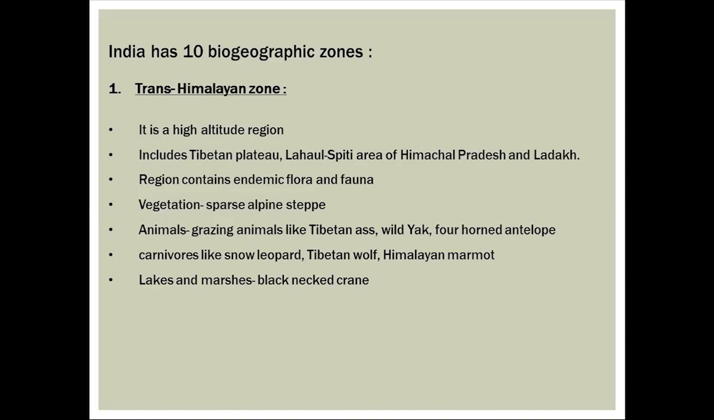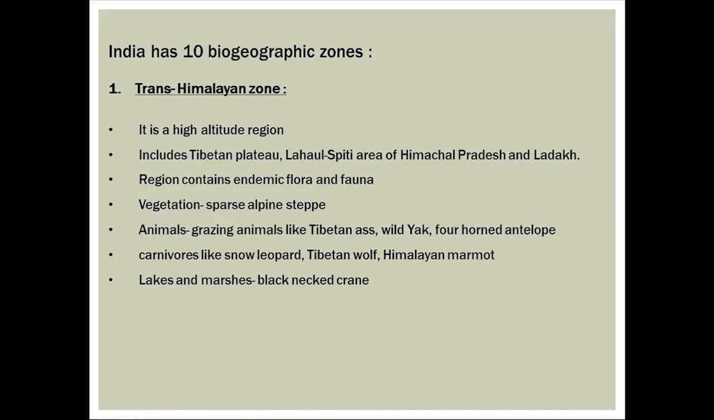The animals present in the Trans-Himalayan zone are the Tibetan ass, also known as Kiang in the local language. Then the wild yak, which is vulnerable under IUCN status. You know that different species of plants and animals have been conferred different levels of protection by IUCN based on certain criteria. So this wild yak is vulnerable under IUCN status, mainly because the population is decreasing due to hunting. The wild yak is endemic to the Trans-Himalayan zone. Then the four-horned antelope or chausingha, which is again endemic to the Indian subcontinent, is found in the Trans-Himalayan zone.